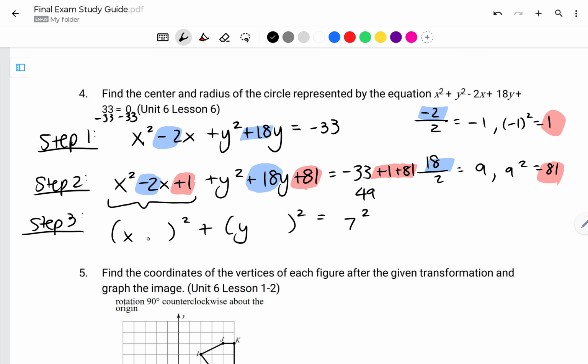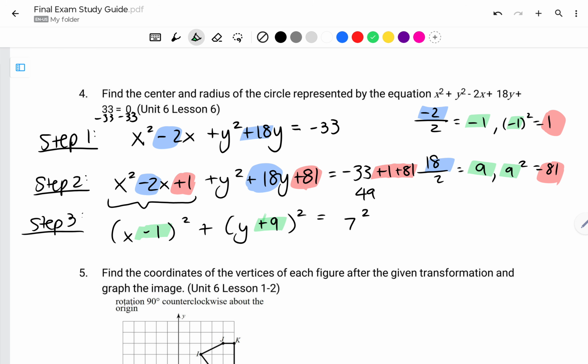Here, what number do I put here? It's always going to be this common factor that we used to get the complete square, right? So I'm going to do negative 1 here, right? Because that's the common factor we used. And I'm going to do positive 9 here. And then 7 is our radius. So remember, if this is a positive, you're going to start doing the opposite.